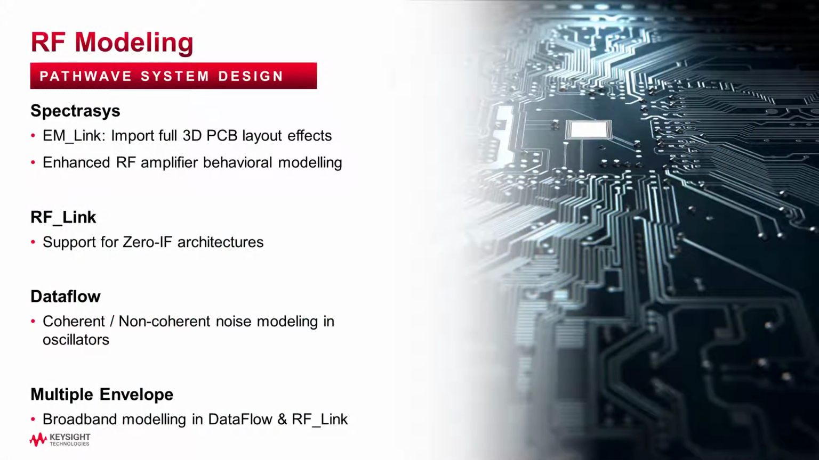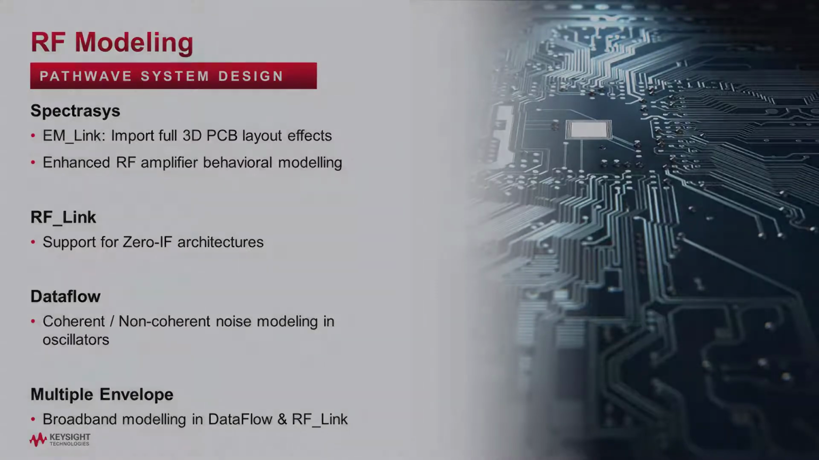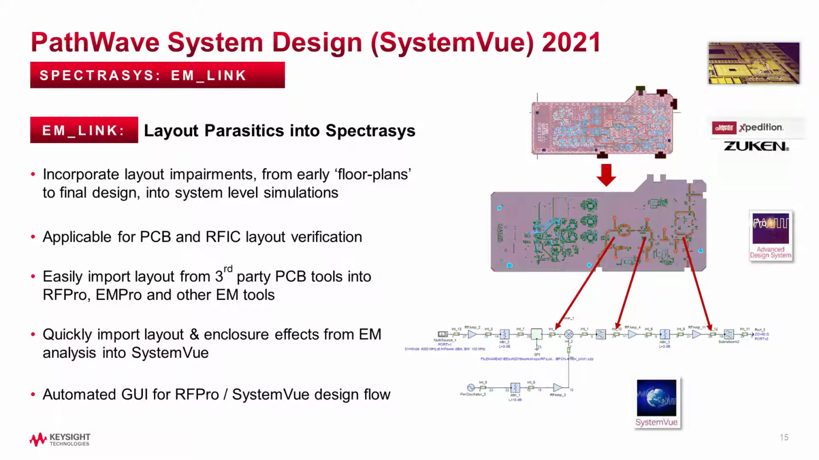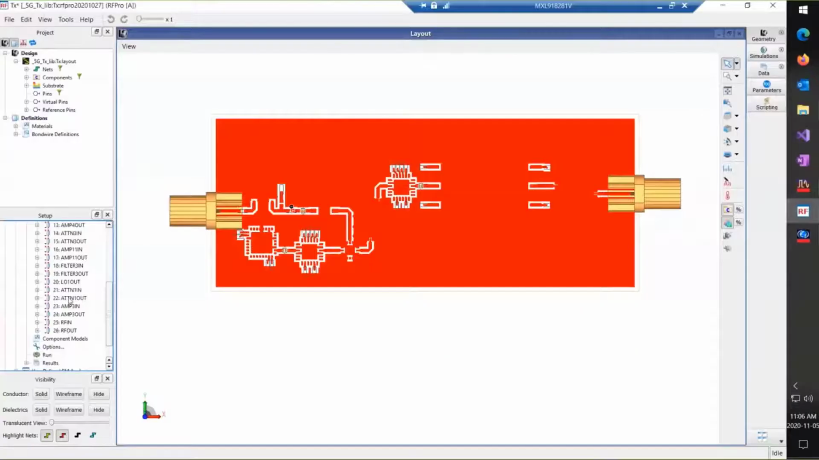Our second area is RF system modeling. PathWave System Design is already the premier RF system modeling tool, but we've doubled our development efforts and have delivered 4 new features and key enhancements specifically targeted at RF system modeling. EM-Link is a brand new capability that has no equivalent in the industry. For the first time, system designers can analyze the impact of prototype board or enclosure designs on their system-level performance.